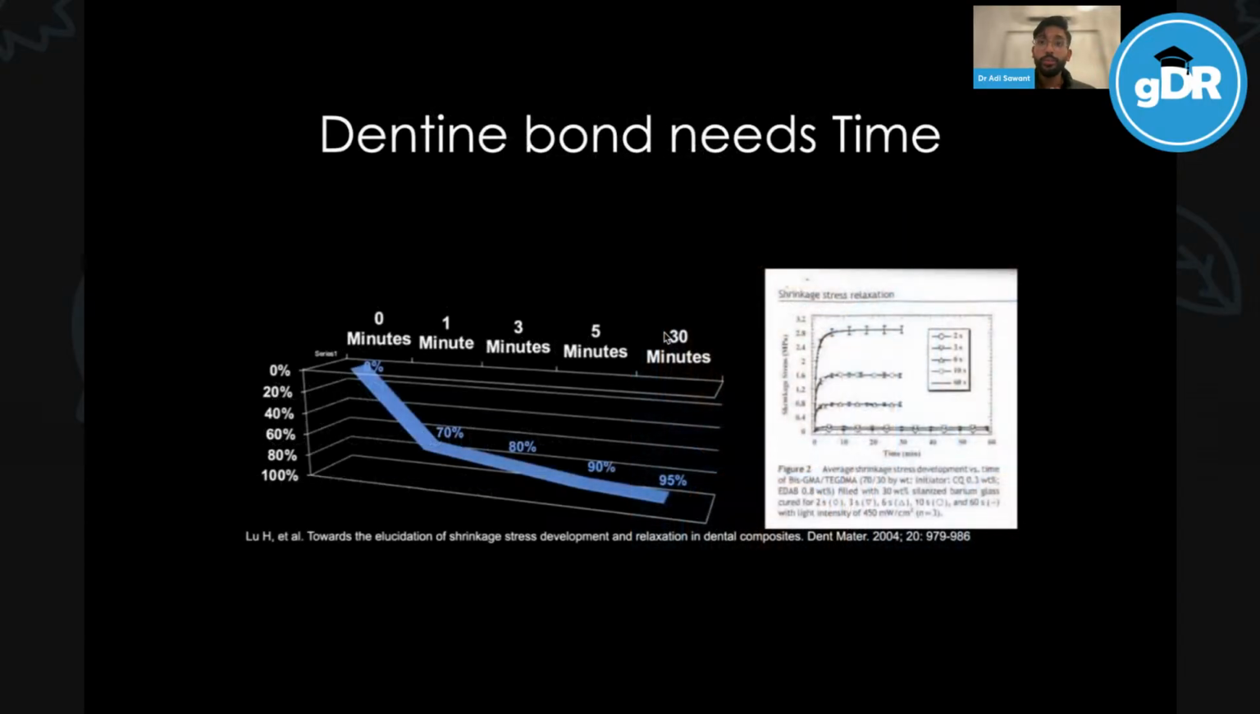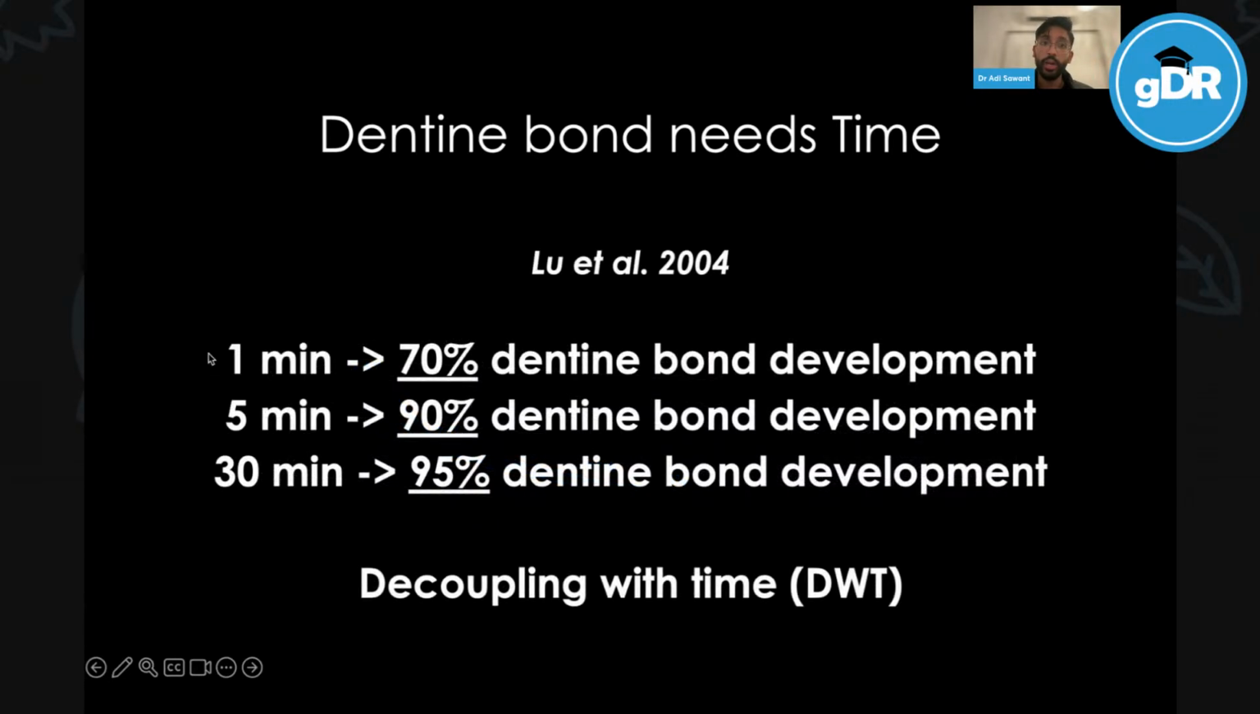Now, the dentine bond to reach those bond strengths needs time. And you can see that in this paper by Liu in 2004, where 70% of that dentine bond development is in 1 minute, 90 in 5 minutes, and 95 in 30, right? This concept's called decoupling with time, and it's extremely useful, especially in high C factor areas, because we want more time for this dentine bond to develop with as little stress as possible.